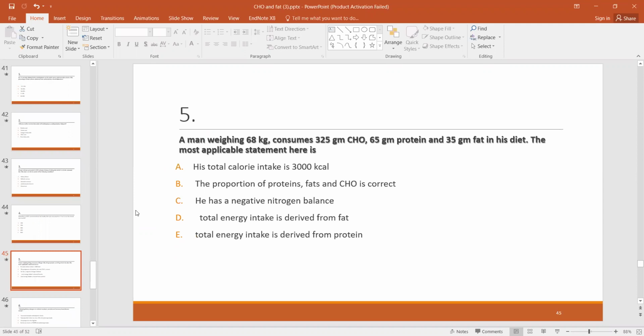A man weighed 68 kg, and consumed 325 gram carbohydrate, 65 gram protein, and 35 gram fat in his diet. The most applicable statement here: his total calorie intake is 3000. The proportion of protein, fats, and carbohydrate is correct. He has a negative nitrogen balance. Total energy intake is derived from fat. Total energy intake is derived from protein. B is the right answer. The proportion of protein, fat, and carbohydrate is correct.